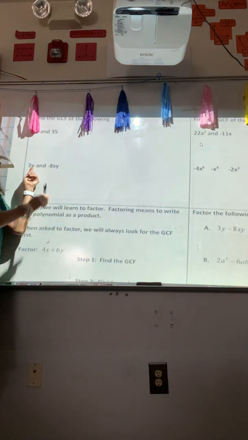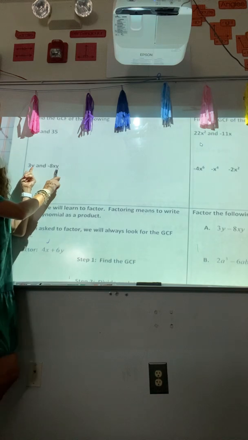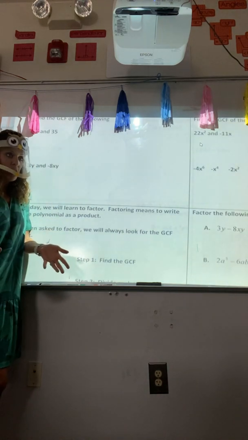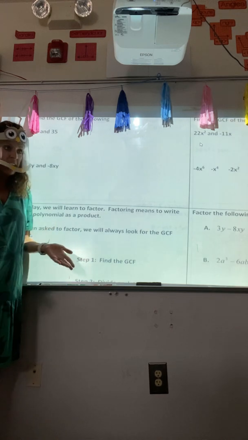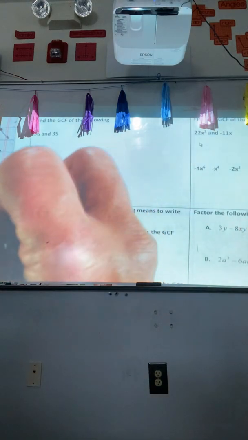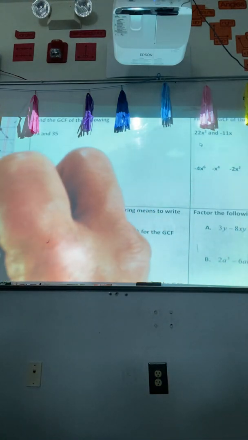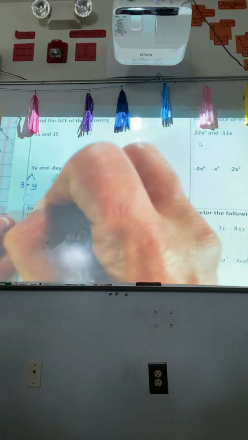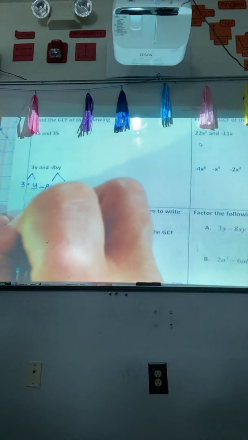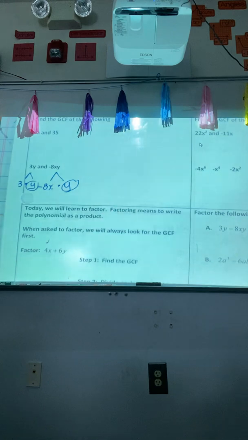Now look at y and xy. So they both have a what? A y in common. Okay, do y'all see that? They both have a y. I can't take an x out of both of them, but I can take a y out of both of them. So if I were to break this up, I'd have 3 and y, and then I would have the y by itself over here, and then negative 8x. So you can see that we have a y in common in both of them.